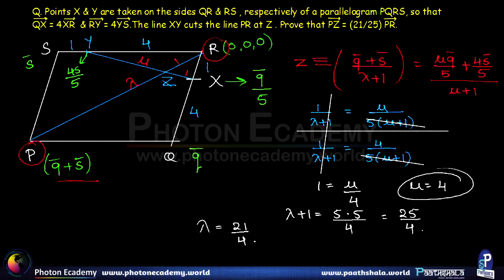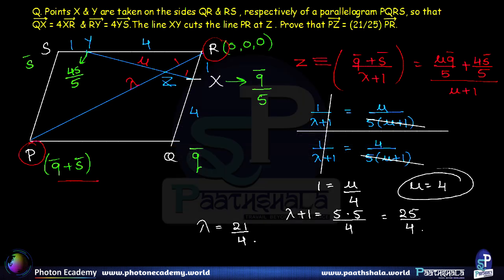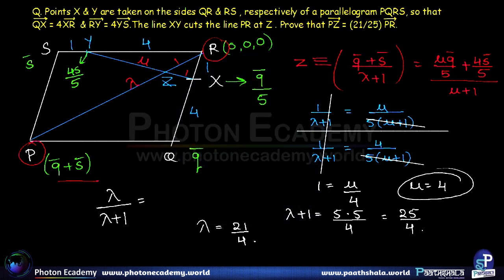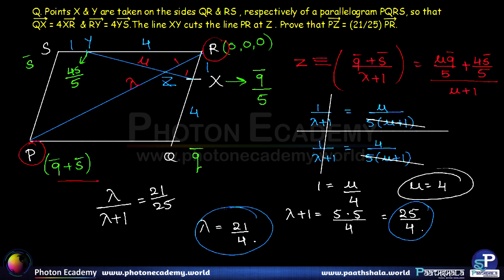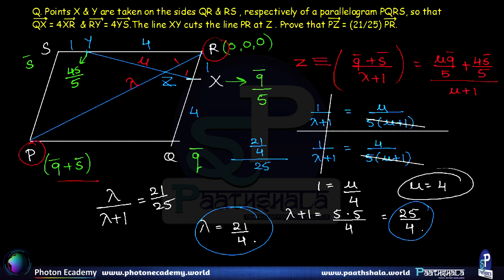Okay. And we have to prove that PZ upon PR is 21 upon 25. PZ is lambda and PR is the total length, so that is lambda plus 1. So here we have the value of lambda plus 1 and here we have the value of lambda. So we just have to take the ratio of that. So lambda is 21 upon 4 upon 25 upon 4. 4 will get cancelled and we are left with 21 upon 25. So our answer is complete.